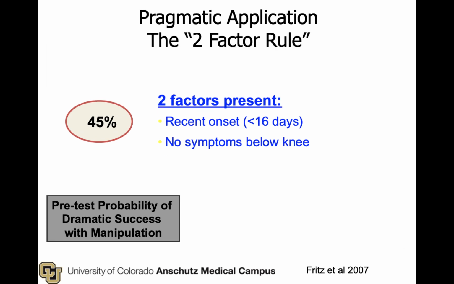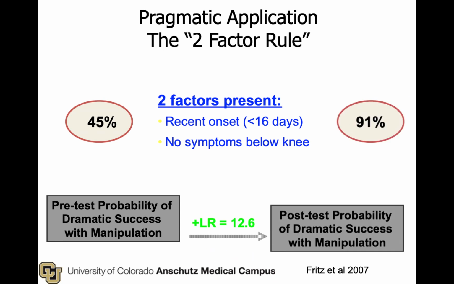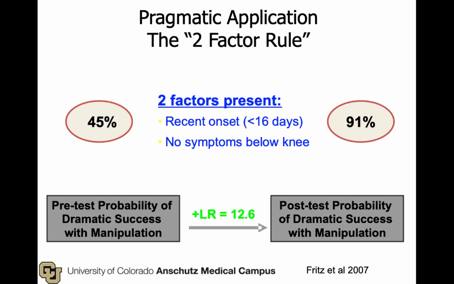Julie Fritz then went on to analyze the derivation and validation study and look at which factors were the most strongly predictive of success. And she found that the recent onset of symptoms less than 16 days and no pain below the knee, if an individual just had those 2 findings, they had a 91% chance of success. So this is very easy to screen for in clinical practice. Now, many of you are saying, I don't see patients who have had pain for less than 16 days. But this really goes to primary care management. If primary care physicians would refer these patients to us early, the outcome would be a lot better, and I'll talk a little bit more about that later.